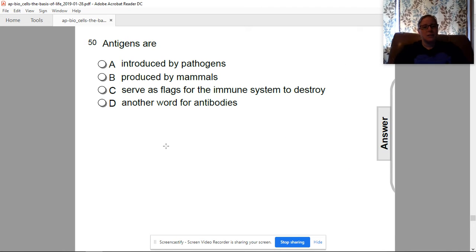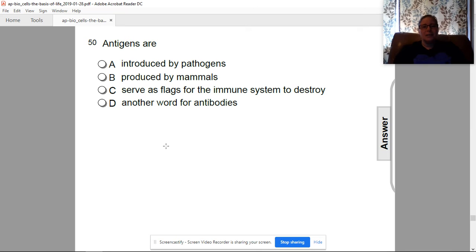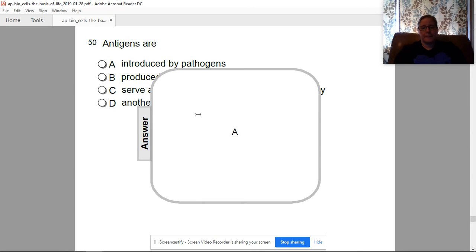So antigens are introduced by pathogens, produced by mammals, serve as flags for the immune system to destroy, and another word for antibodies. Did you say A, introduced by pathogens? Good. So the pathogens bring on the antigens. The antibodies serve as flags for the immune system to destroy, and those are what's produced by the animals. And so antigen is not another word for antibody at all.